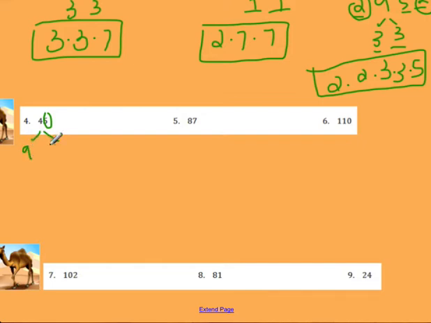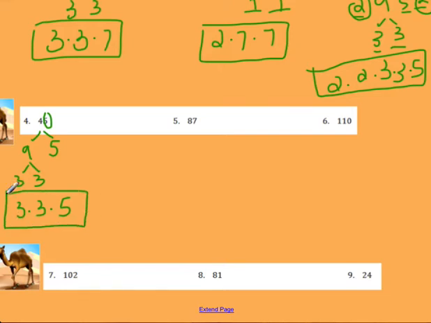So 9 times 5 is 45. Now we need to break that 9 down some more. 9 is going to break down to 3 and 3. So now we can go ahead and multiply that out. So we get 3 times 3 times 5.